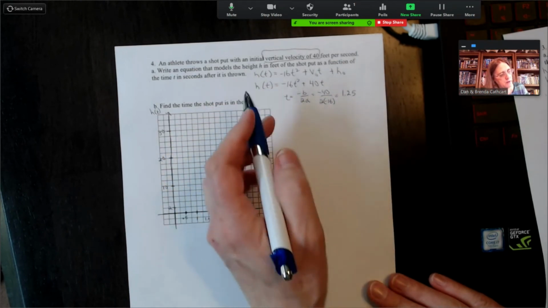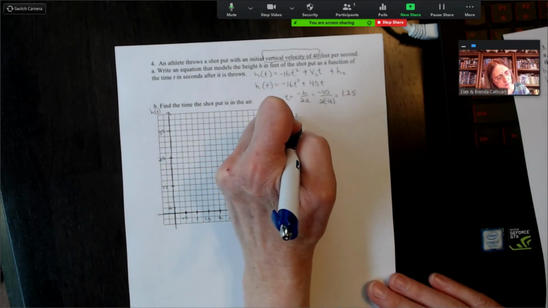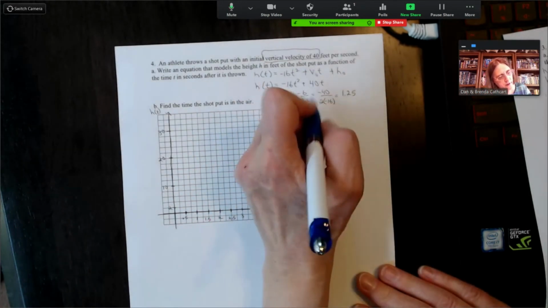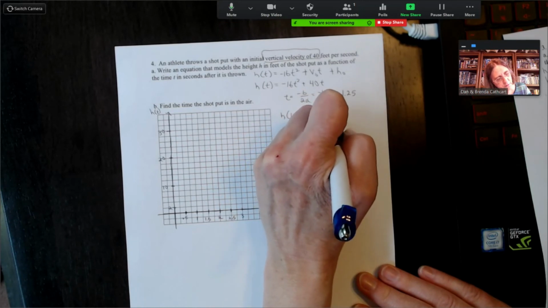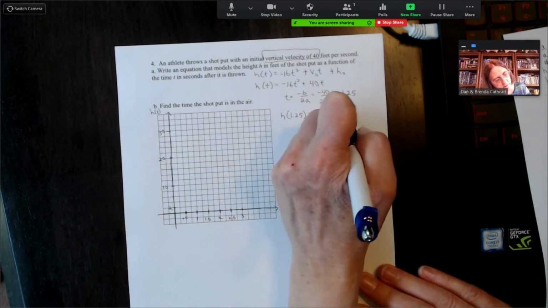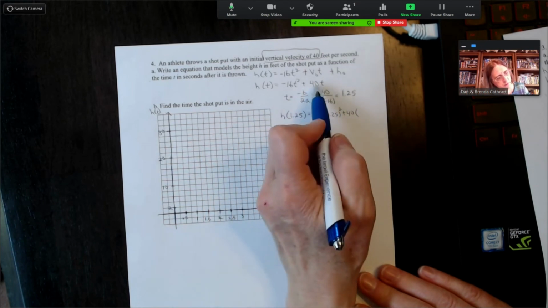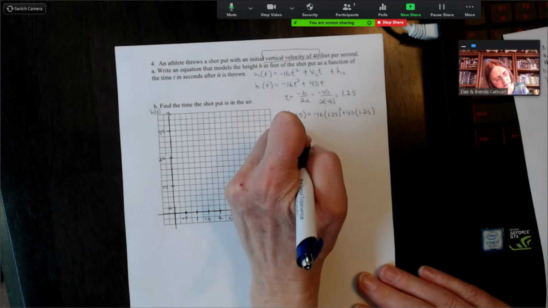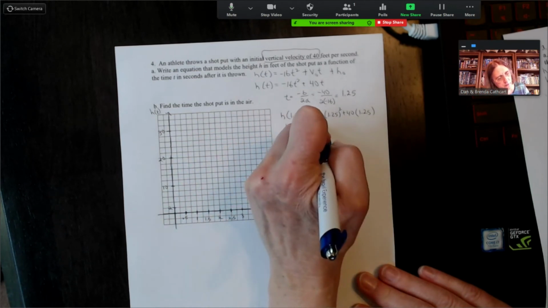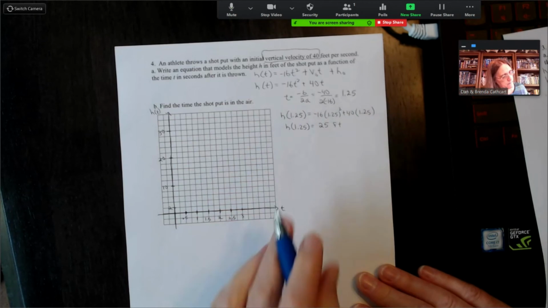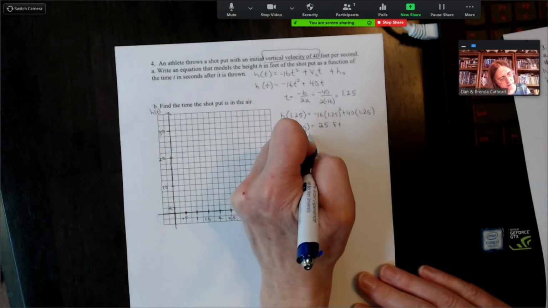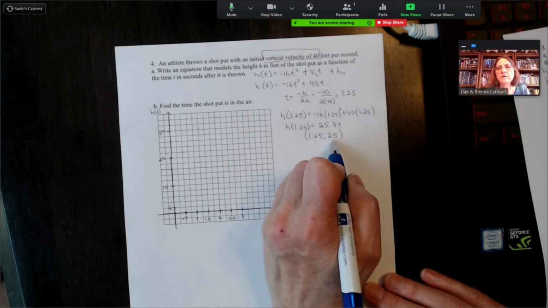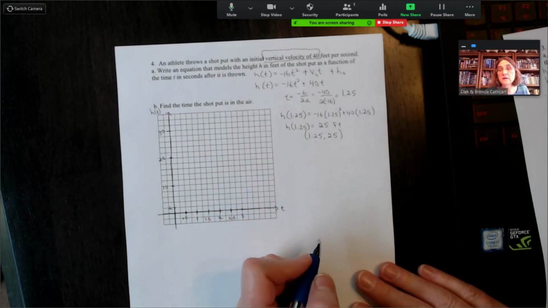Now we want to find our height at that time. So h of 1.25. Substituting 1.25 in here, we have negative 16 times 1.25 squared plus 40 times 1.25, and when we put that in our calculators, we get a value of 25 feet high. So our vertex, 1.25, 25. At 1.25 seconds, the shot put is 25 feet in the air.